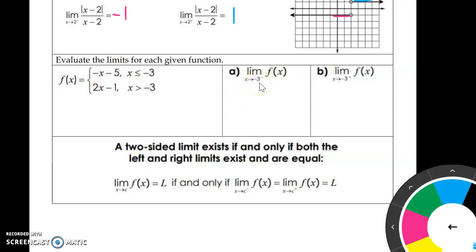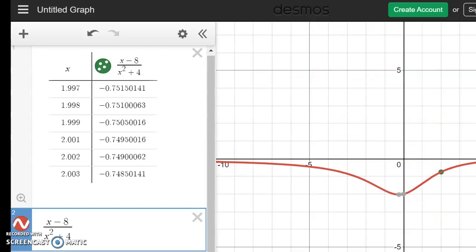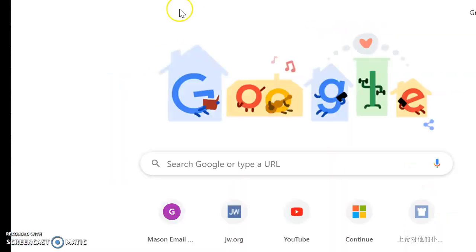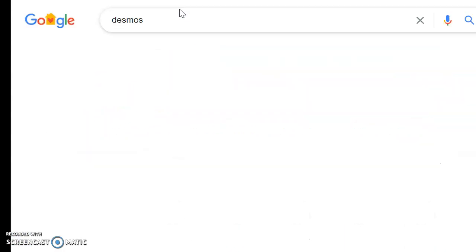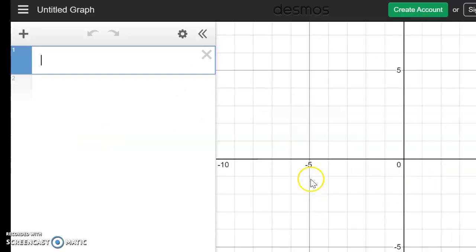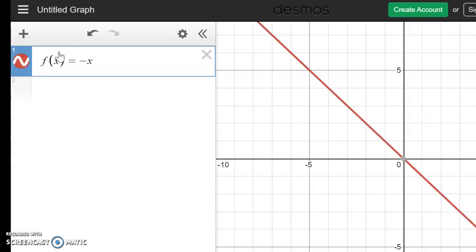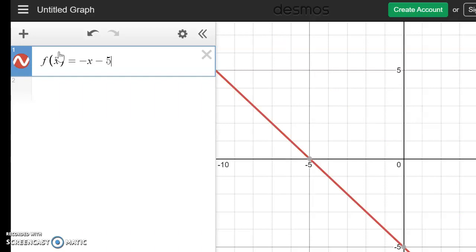But let's graph this so we can clearly see what's happening from the left and the right hand side. So I'm going to open up another tab. I could have used the other one and just X'd out, but I want to keep that for right now. So I'm just going to open up another Desmos tab, and I'm going to type in our function f of x is equal to negative x minus 5. It is piecewise, so to account for this, I'm going to use the curly braces.